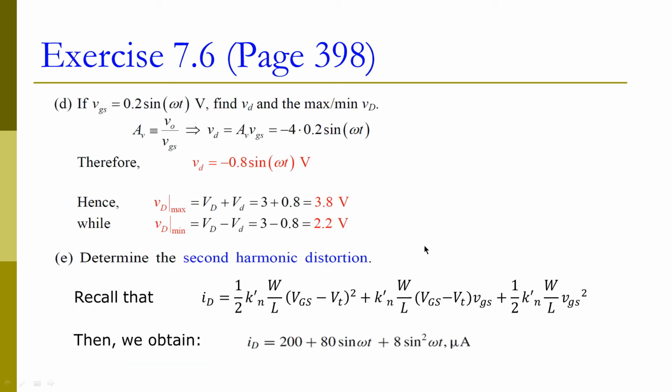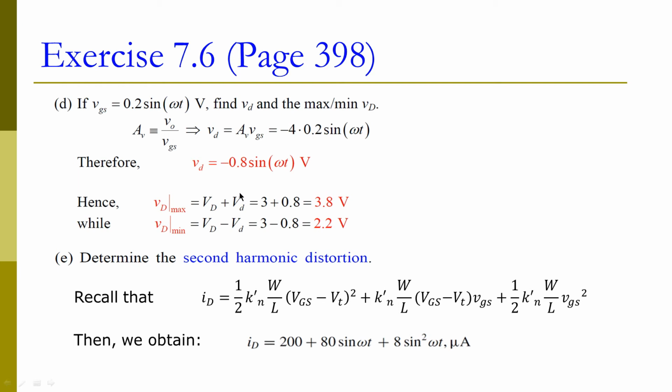Now let's take a look at how much is our AC VD and also the total VD. The AC VD can be calculated by the gain definition here, right? So the AC VD equals Av times the AC VGS. That is negative 4 times 0.2 sine omega t, which gives us negative 0.8 sine omega t. Now look at the total VD here. The total VD is the DC component plus the AC component. So the AC component will have a variation from negative 0.8 to positive 0.8.